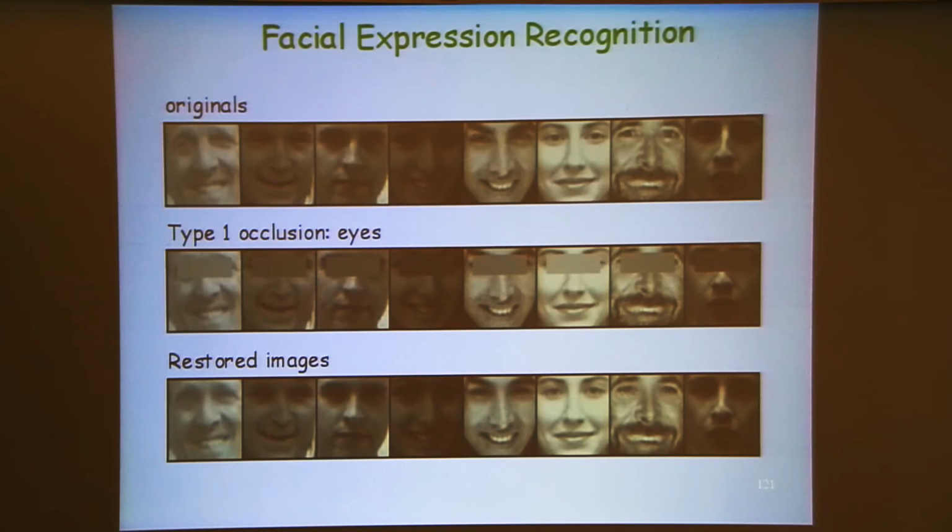And so we have a few different types of occlusions. So on the first row, we have an example of images that the model has, and individuals that the model has never seen during training.